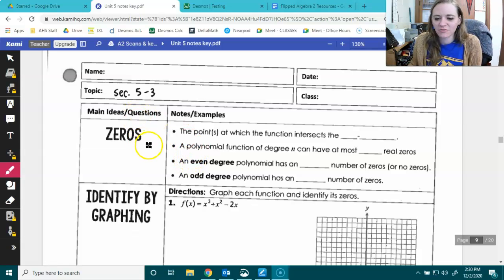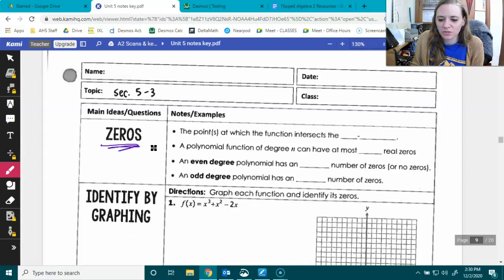A little bit more graphing to look at for polynomials, just a few things. This should be pretty quick because we've already covered zeros and what zeros and solutions are. The same as your x-intercepts. Zeros, x-intercepts, solutions. The points at which the function intersects the x-axis.